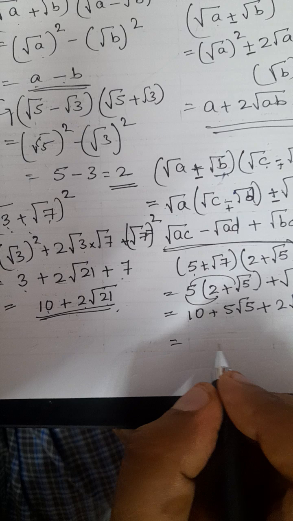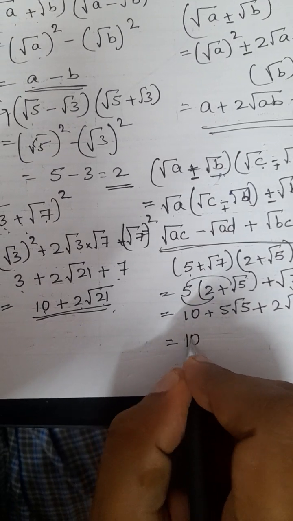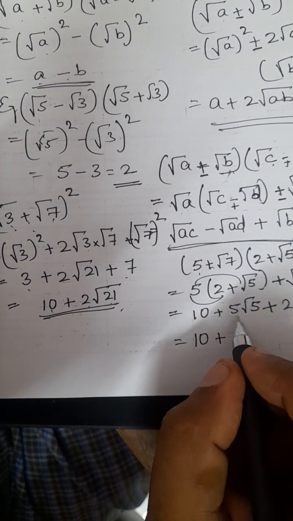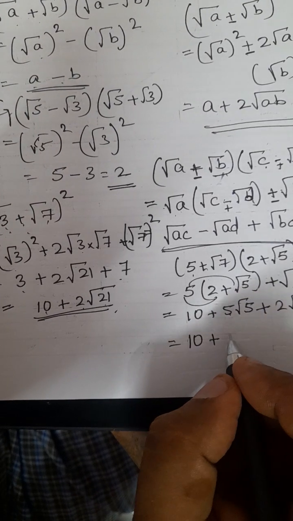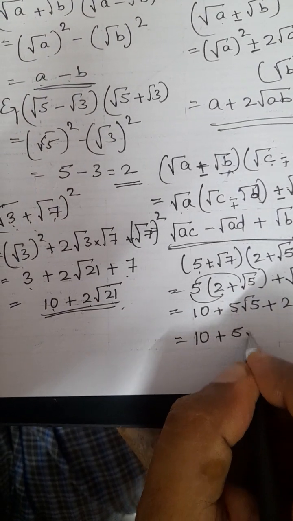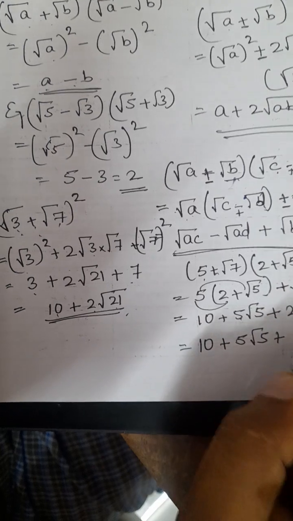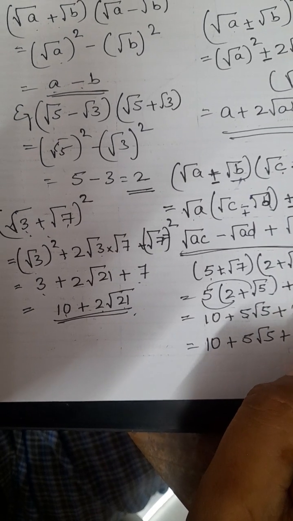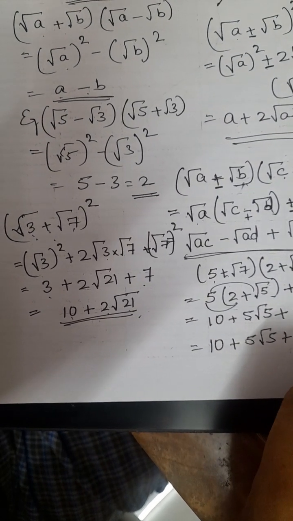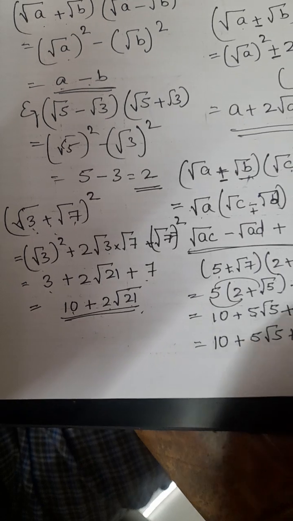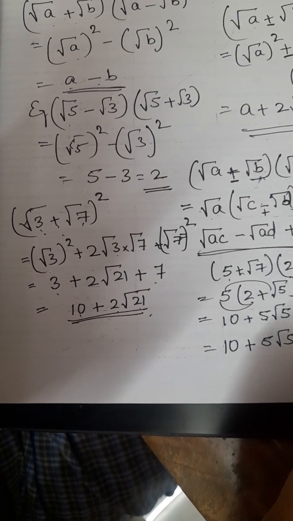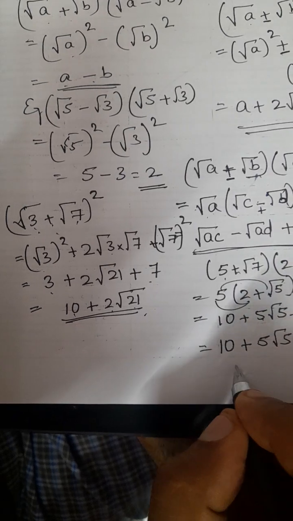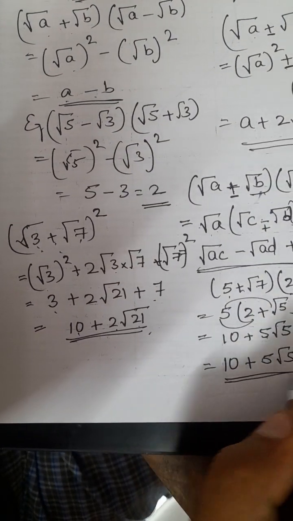So this is going to be 10 plus 5 root 5 plus 2 root 7 plus root 35, which will be your answer. If you want, 35 can be 7 fives are 35, so root 5 again complicated, so you can leave the answer here itself.